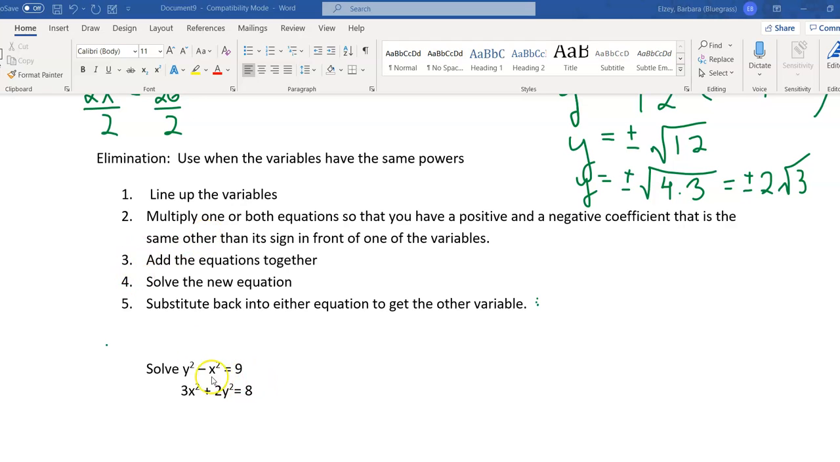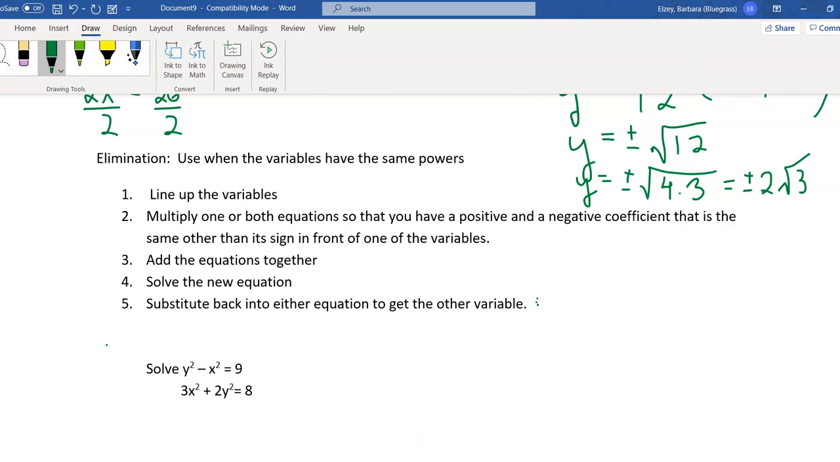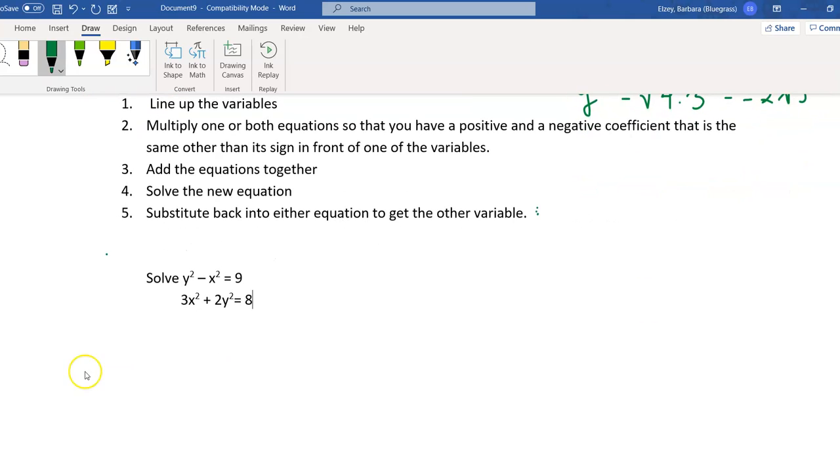So first step, line up the variables. Let's notice they're not lined up. Y squared's not lined up with y squared. X squared's not lined up with x squared. So we're going to do that first. So I will go ahead and rewrite the top one. The bottom one I'll leave alone. So if I rewrite the top one with the x squared first, let's not forget there's a negative in front of it. And the y squared is second. And it's positive. And then I'll just rewrite the second one. Now we've got the x squared and the y squareds lined up.